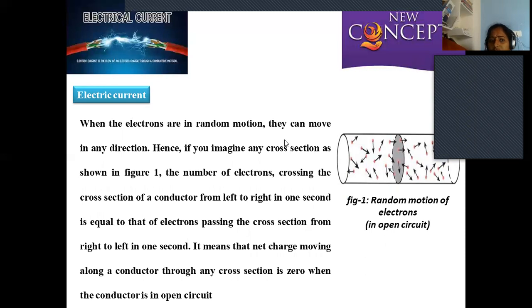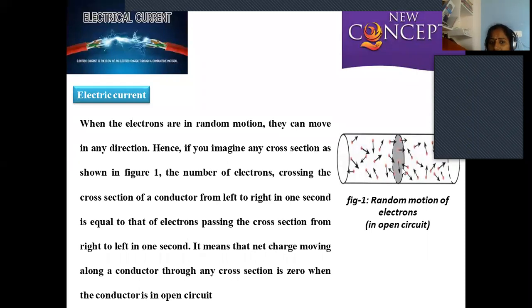Now, when the electrons are in random motion, they can move in any direction. All possible directions they are able to move. Hence, if you imagine any cross section, so here cross section in the sense imaginary or hypothetical line we are placing.